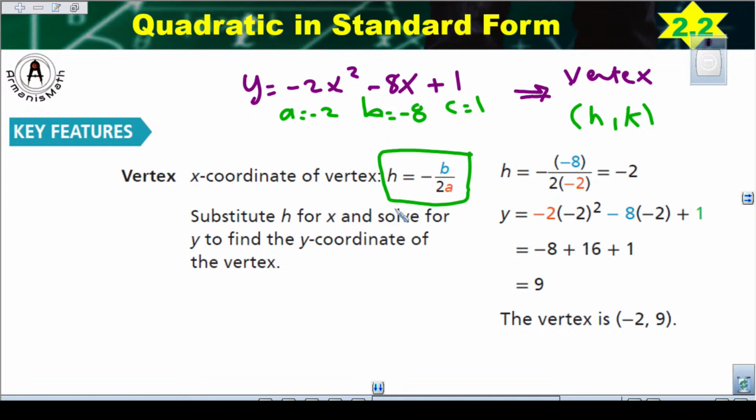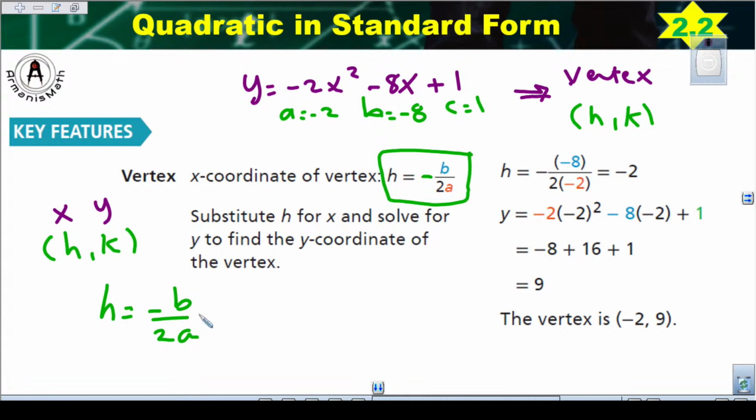So h, which is the first part, the x part of the vertex, is found by negative, don't forget that negative, b divided by 2a. And in this case, pay attention, I'm going to do it actually here one more time: h equals negative b over 2a. That's how you find the h. H of what, Armani? Well, h of the vertex. This point of the vertex is an x, if you guys remember, and this point is y, right?